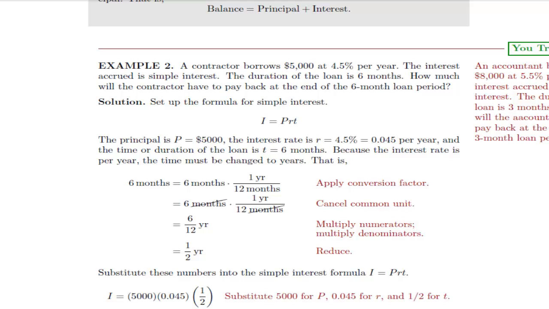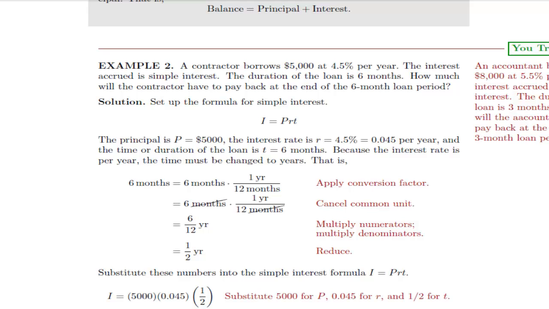Solution. Set up the formula for simple interest. I equals PRT. The principal is P equals $5,000. The interest rate is R equals 4.5%, which equals 0.045 per year as a decimal. And the time or duration of the loan is T equals 6 months. Because the interest rate is per year, the time must be changed to years. That is 6 months equals 6 months times 1 year over 12 months. Since 1 year over 12 months is our conversion factor, we'll cancel the common unit of months, multiply numerators and denominators to get 6 over 12 years or 1/2 year reduced.